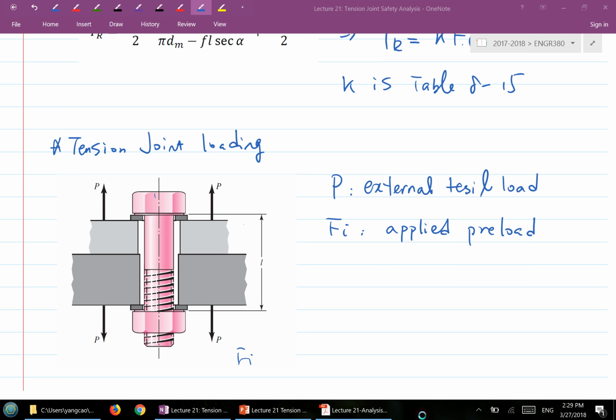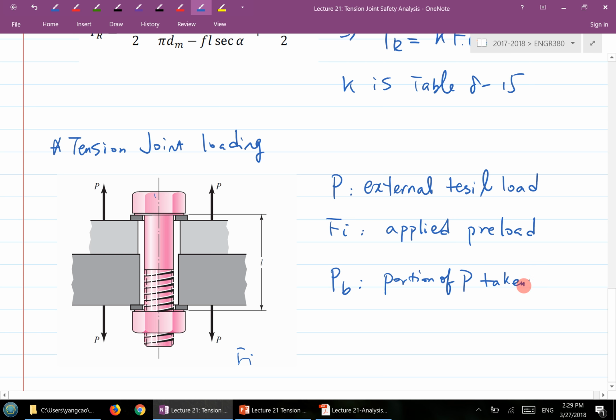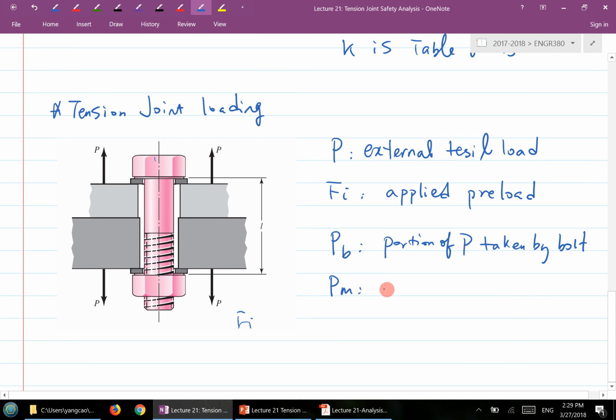I will separate this P into two portions. PB is the portion of P taken by the bolt, and PM is the portion of P taken by the member. So part of the P goes to the member, part of the P goes to the bolt.